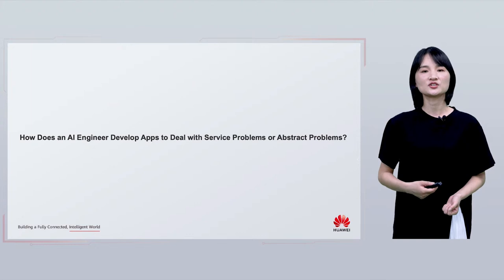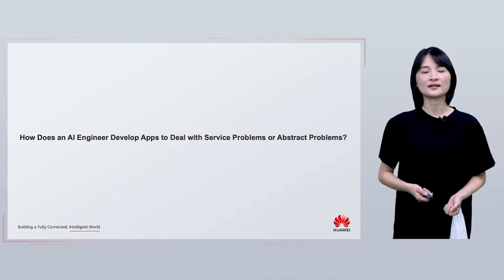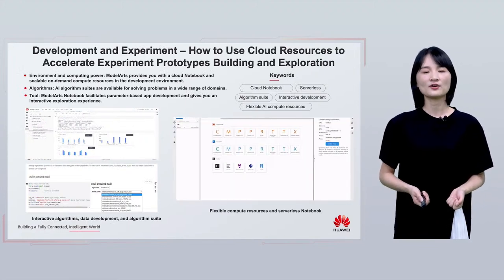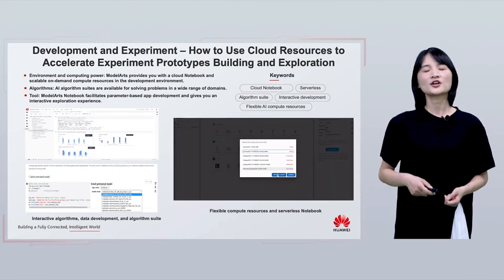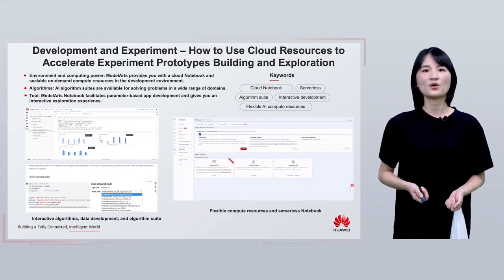How does an AI engineer develop apps to deal with AI service problems or abstract AI problems? There are two challenges. First, how do we use data to quickly build experiment prototypes and explore and iterate them. Second, how can we efficiently develop and produce standard deliverables to accelerate the implementation of AI services? In the exploration phase, a proper environment, available algorithms, convenient tools, and on-demand compute resources are the most important factors.